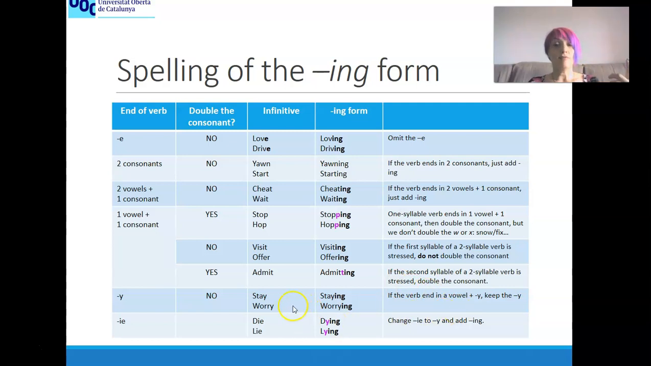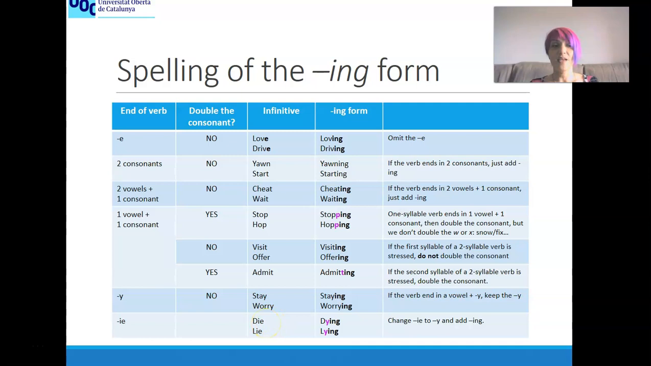Now, if the verb ends with Y, we do nothing, we just add ing. For example, stay, staying, worry, worrying, play, playing, yeah? And finally, the funny ones, the ones which end in IE, have this funny change in here. For example, lie, lying, die, dying.